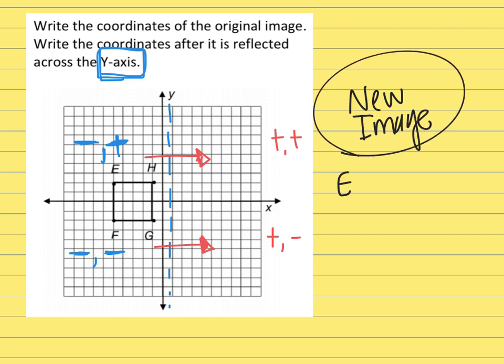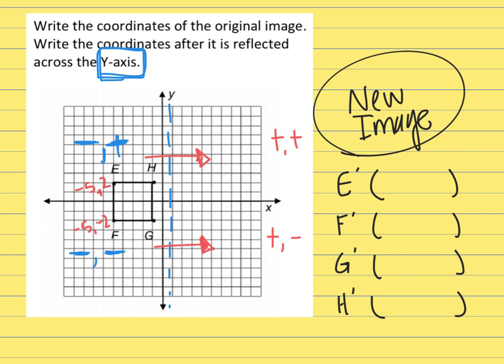These letters are E, F, G, and H. And the new image is going to have little apostrophes. That's called prime. So I'll just get mine set up. Okay, so for letter E, which is right here, start from your origin. 1, 2, 3, 4, 5. Negative 5, positive 2 was the original image. This one would be negative 5, negative 2.